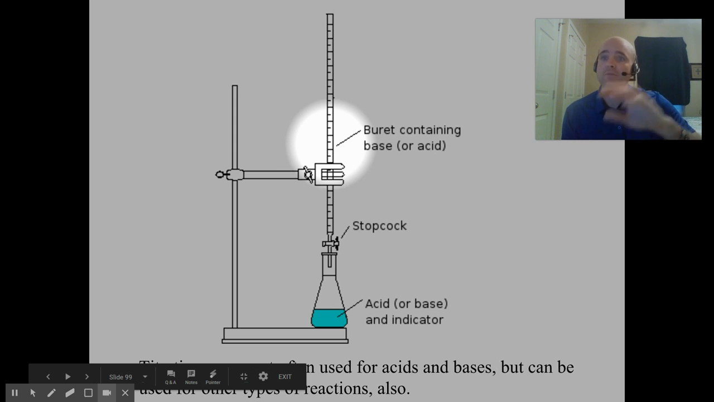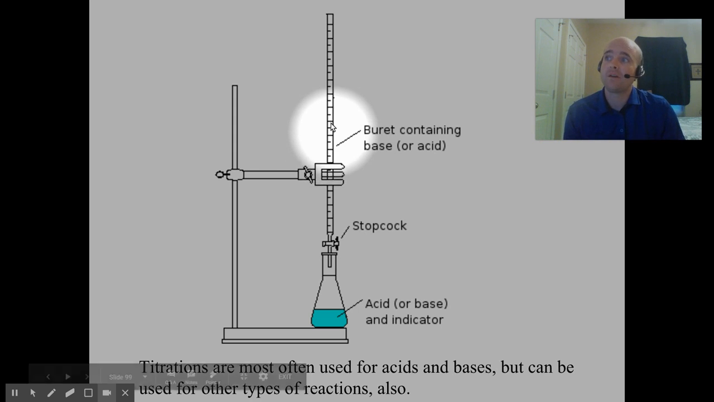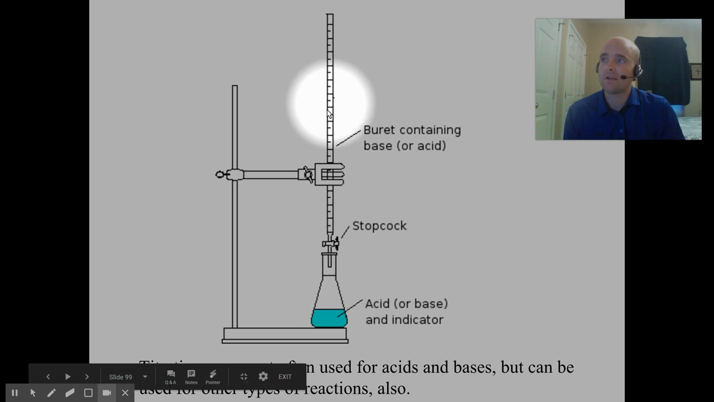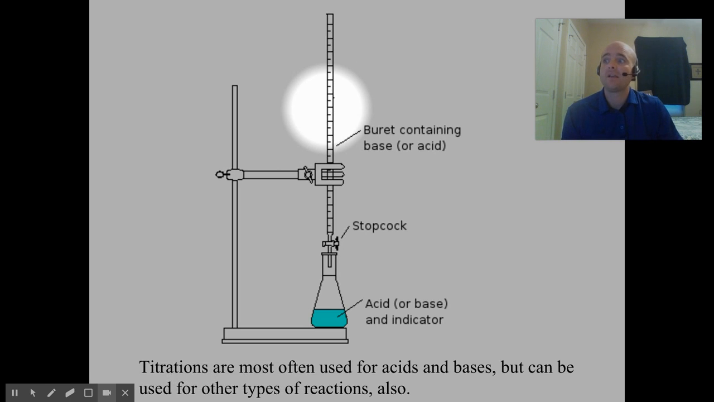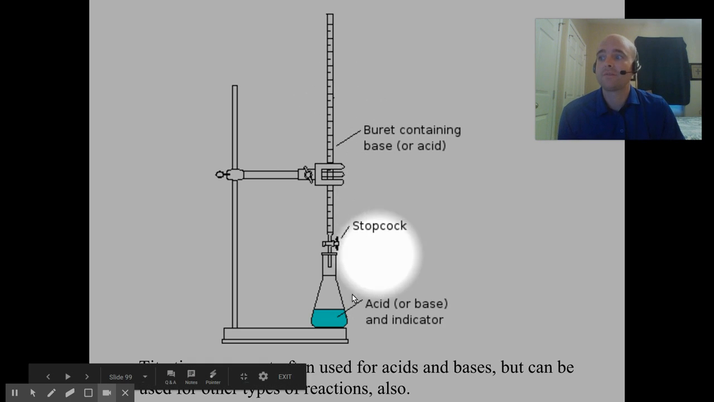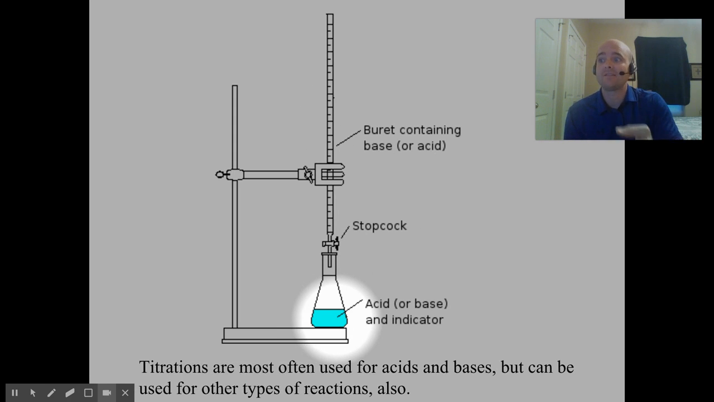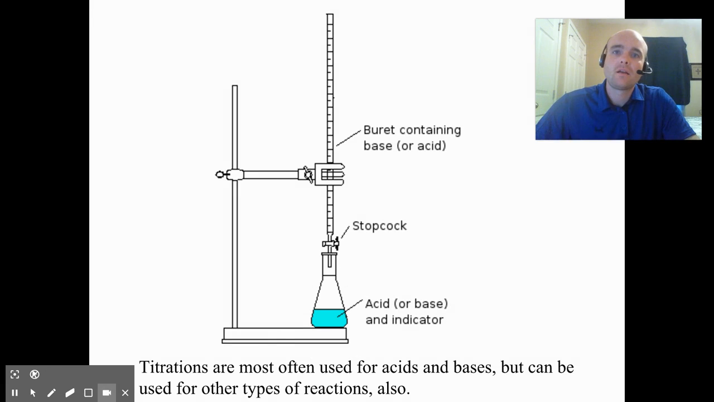I can then use stoichiometry to find how many moles of my base I added, and since that's the same number of moles that was in my acid, I now know how many moles and how much acid is in my original sample. It's a neat trick. I'll point out that we can use this for acids and bases, but we can also use this for other types of reactions like redox reactions.